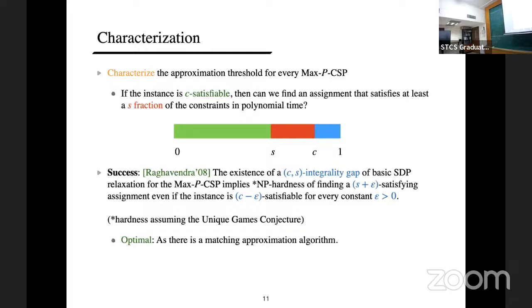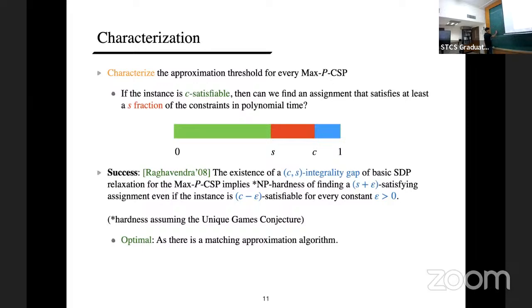So, still trying to parse this. Okay, so we have one SDP based on the max CSP that we have. And now maybe there's a specific instance where the SDP value was C, but on the other hand, the actual integral value is just S. So that gives you one integrality gap. But maybe I have another instance where the SDP value is C prime and the integral value is S prime. And you get the hardness for C prime, S prime now. So integrality gaps sometimes are not comparable.